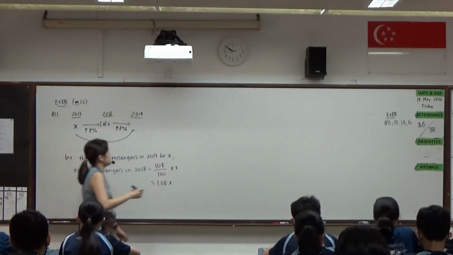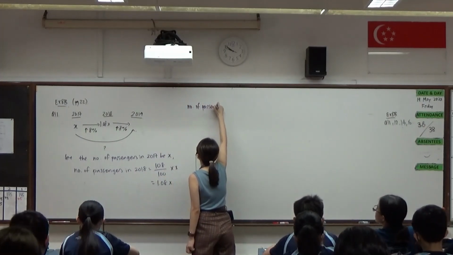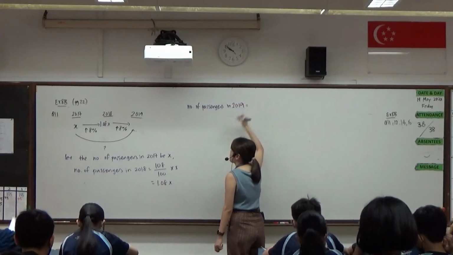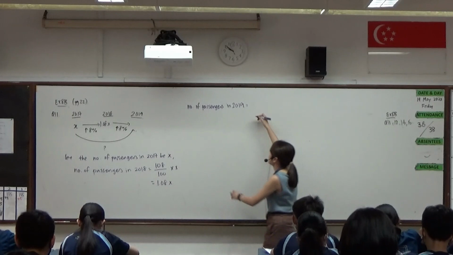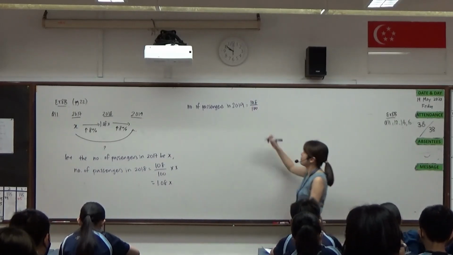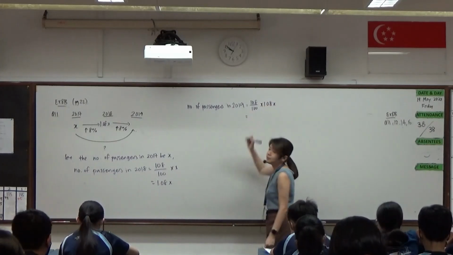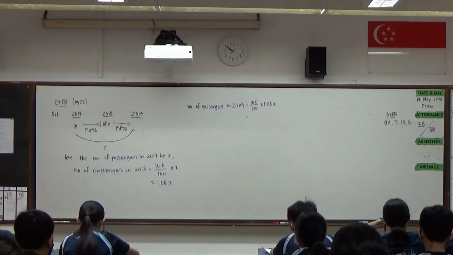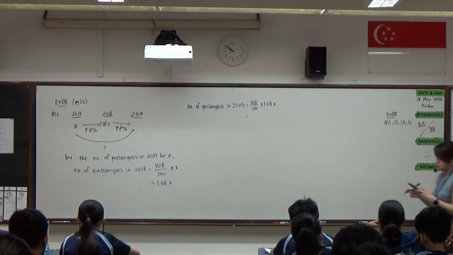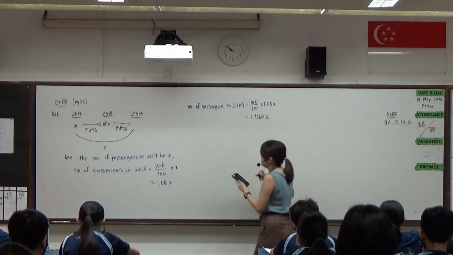Then we can do the same to find out the number of passengers in 2019. Again, it will be 108%, but instead of x, it will be 1.08x. And that will give us 1.08 times 1.08, so 1.1664x.